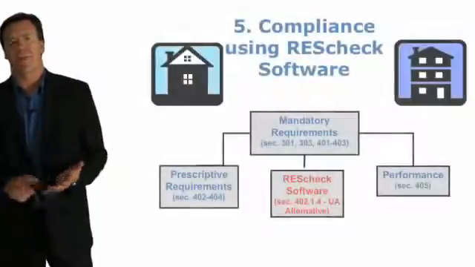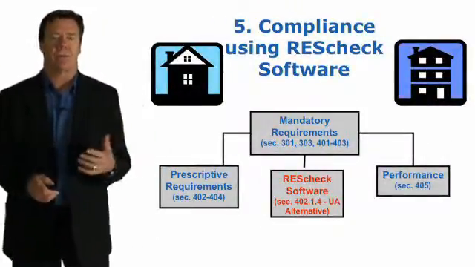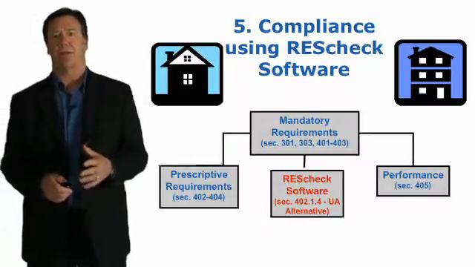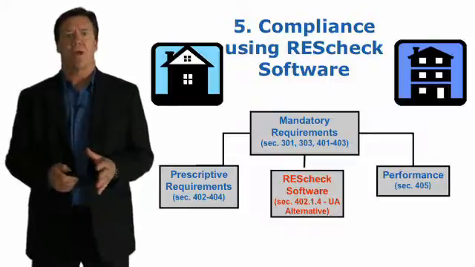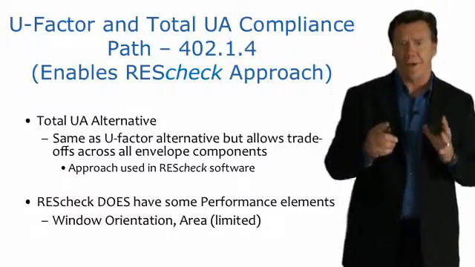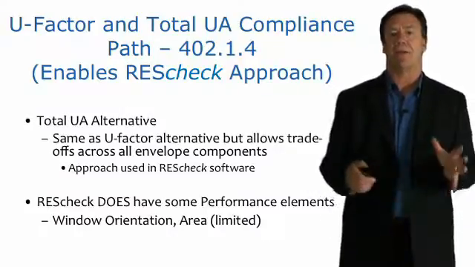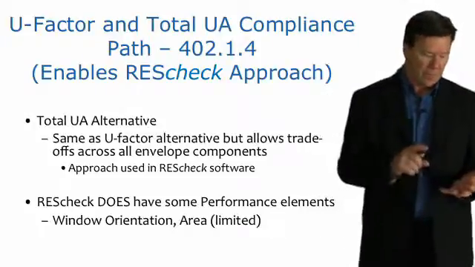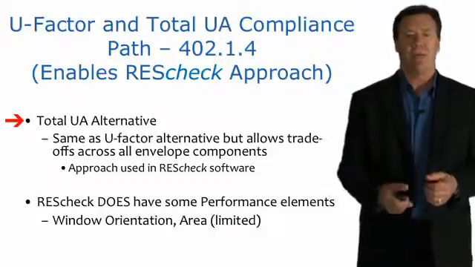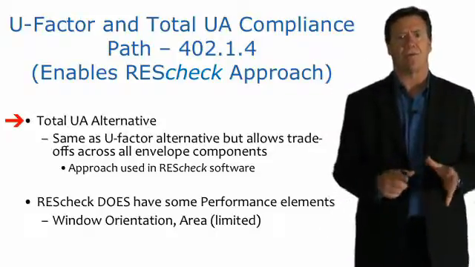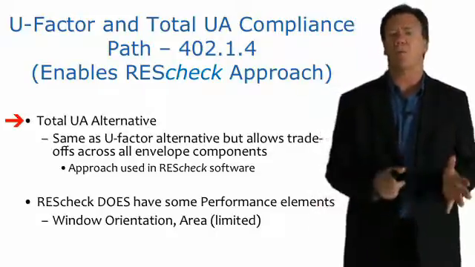We talked about the different methods to compliance. We talked about the prescriptive. We also talked about the mandatory requirements. But this is where we're referring to the way that we can use a REScheck approach, which is a web-based or desktop-based tool to help us meet or determine compliance by the total UA alternative. And it's the same as the U-factor approach, but allows for trade-offs across all envelope components.